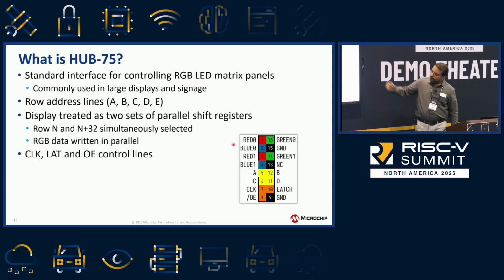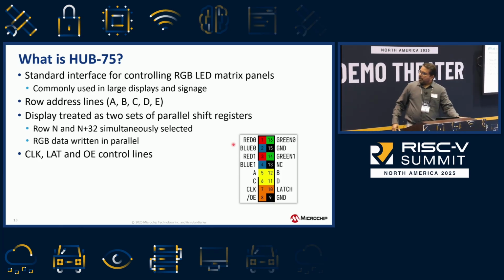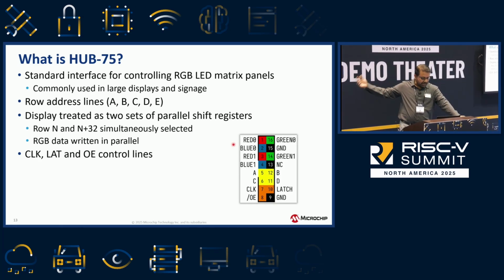There are 5 address lines, and essentially that means that you can address up to 32 rows of LEDs. And then there are 2 sets of RGB pins. So essentially, a 64-row LED panel is split into 2: the top 32 rows and the bottom 32 rows, and 2 sets of rows are written every time. And then you have your clock, latch, output and enable control pins that control how you turn on and off the LEDs.